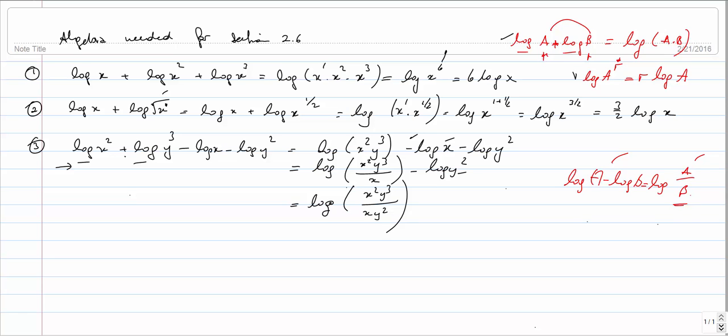Here, as you can see, you can reduce more. You have two of them upstairs, in the numerator, one downstairs. So basically, you subtract the exponents. 2 minus 1 is 1. So x to the power 1, but we never write it. Same way here, 3 minus 2 is 1. So log xy is your answer.